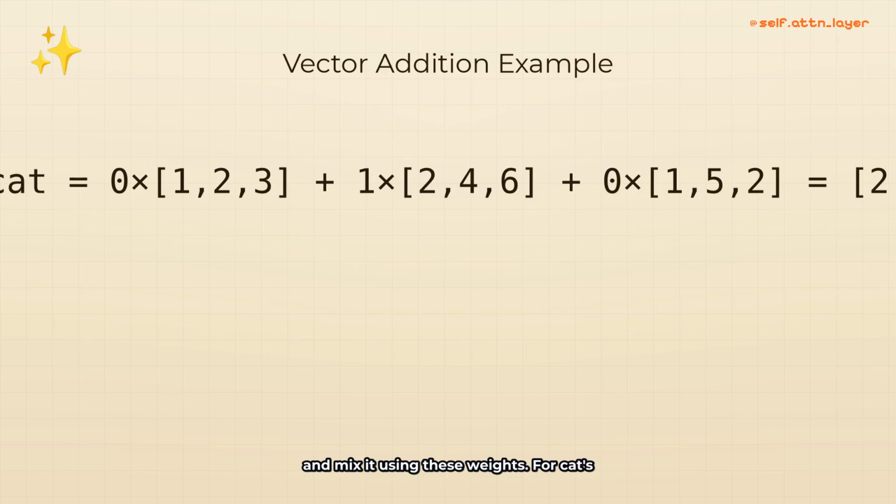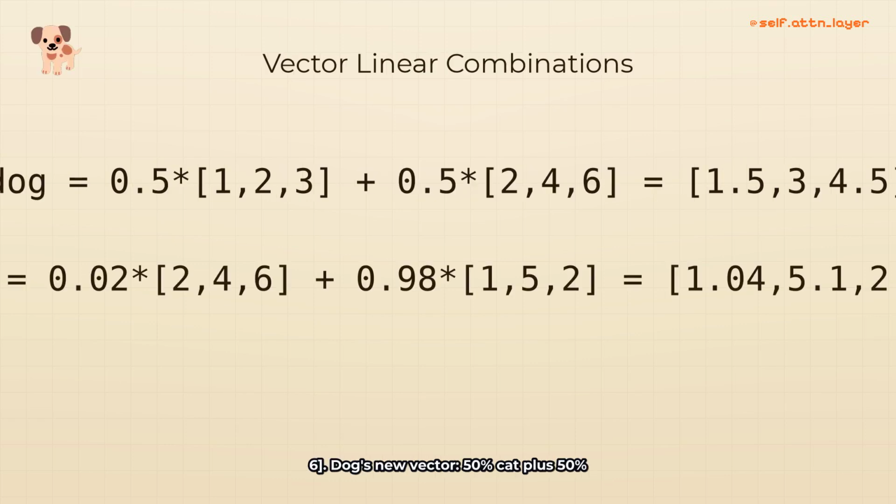For cat's new vector, we take 0% of cat, 100% of dog, 0% of mat. So cat's new vector is just dog's original vector, 2, 4, 6. Dog's new vector, 50% cat plus 50% dog, so 1.5, 3, 4.5. It's a blend of cat and dog, like a cat-dog hybrid. Mat's new vector, 2% dog plus 98% mat, so 1.04, 5.1, 2.04. Almost the same as mat, with a tiny sprinkle of dog.